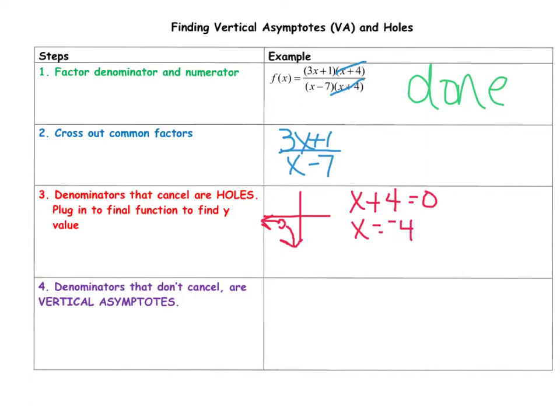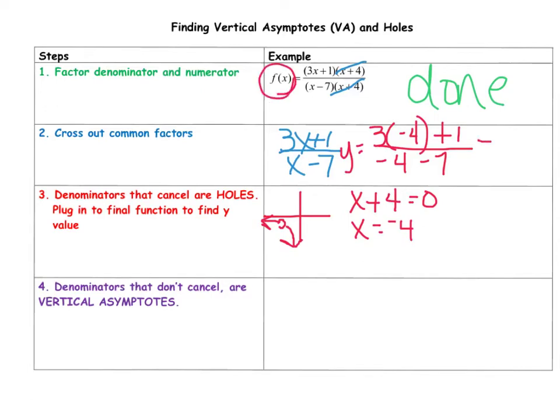So, going back to this one, how do we find y? Well, if you look at the second part of step number 3, it says to plug into the final function, meaning plug the x value into the final function, which is this one right here. It's the reduced one, the simplified one, and then you will plug it in and solve for y. So let's do that. We would have (3(−4) + 1) over (−4 − 7). Now remember, this is equal to y. f(x) up here is the same thing as y.